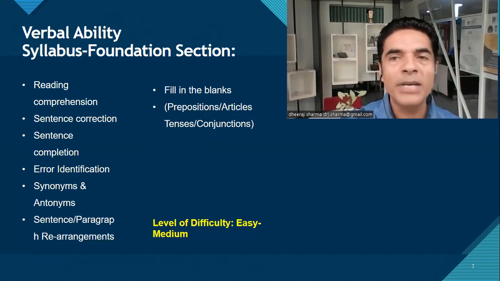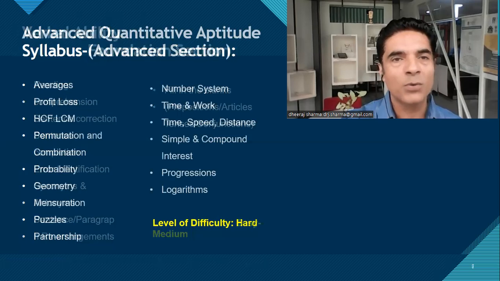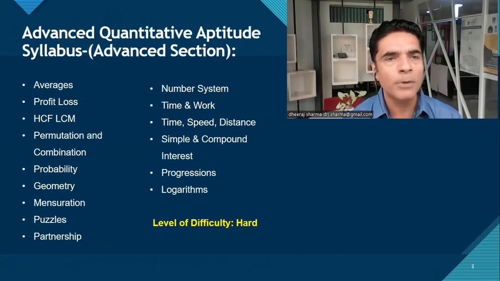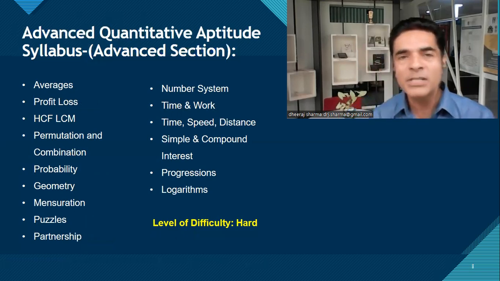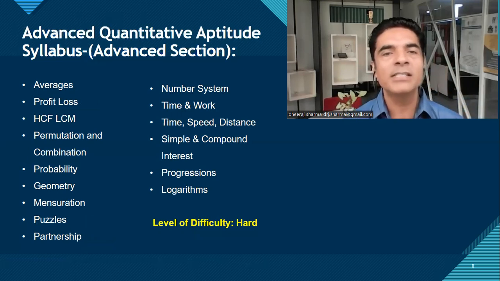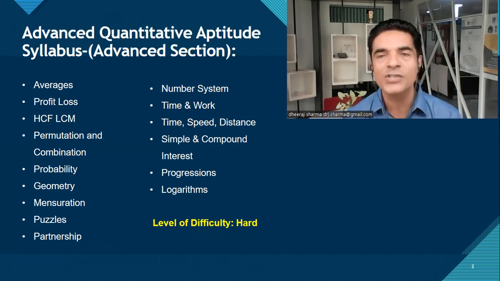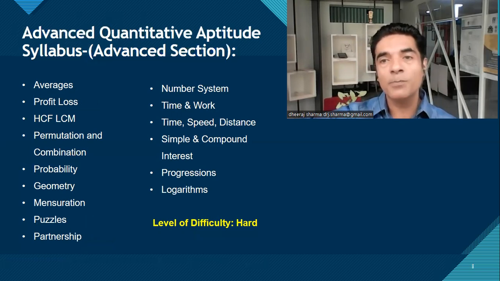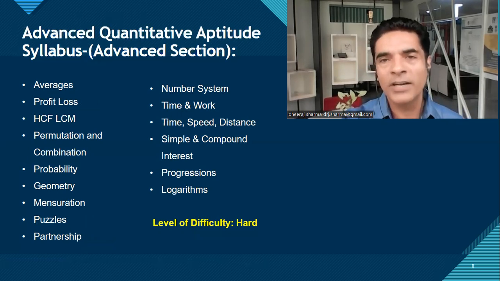When you move to level B, which is advanced level quantitative aptitude, these are the topics: averages, profit loss, LCM, HCF, permutation combination, probability, geometry, mensuration, puzzles, partnership, number system, time and work, time, speed, distance, simple interest, compound interest, progressions, and logs. So not much of a difference. The only difference is that the level of difficulty has increased. There are going to be 50% more difficult questions in the advanced section as compared to what you would have encountered at the foundation level, or at level A, or in a Ninja role.